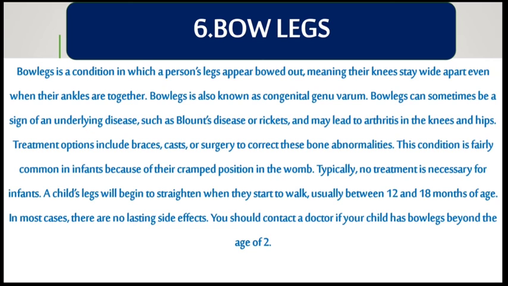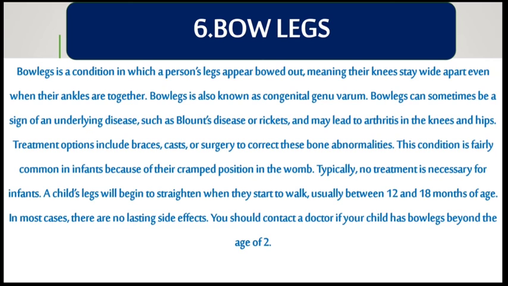Bow legs can sometimes be a sign of an underlying disease such as Blount's disease or rickets, and may lead to arthritis in the knee and hip. Treatment options include braces, casts, or surgery to correct these bone abnormalities. This condition is fairly common in infants because of their cramped position in the womb.